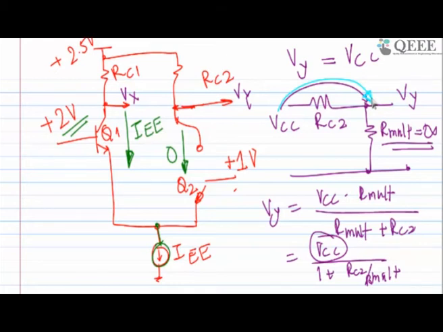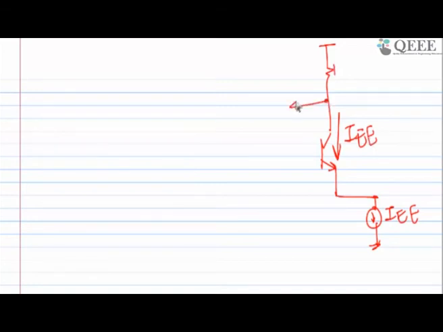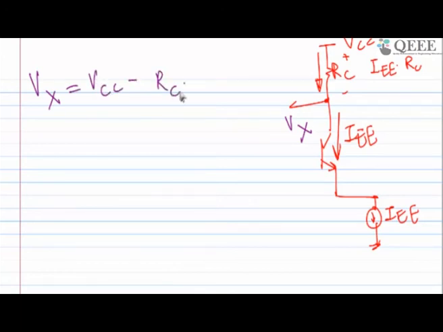Now I am worried about Vx, because Vx is more important than that side. At Vx there is a branch like this one. The current flowing through this resistance will be IEE, and the voltage drop across it will be IEE times RC, and the voltage applied here is Vcc. If I measure the voltage at this node, Vx is equal to Vcc minus Rc times IEE. This is going to happen if one side is very high and the other side is very low.